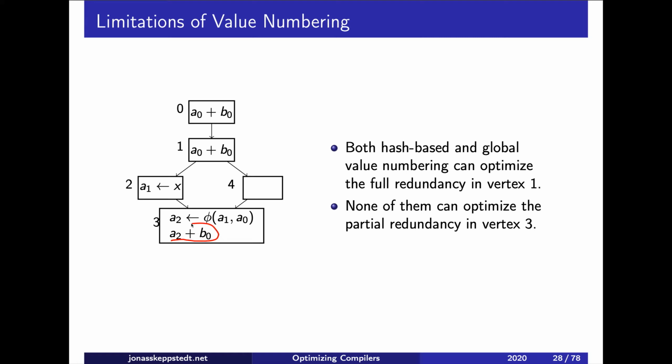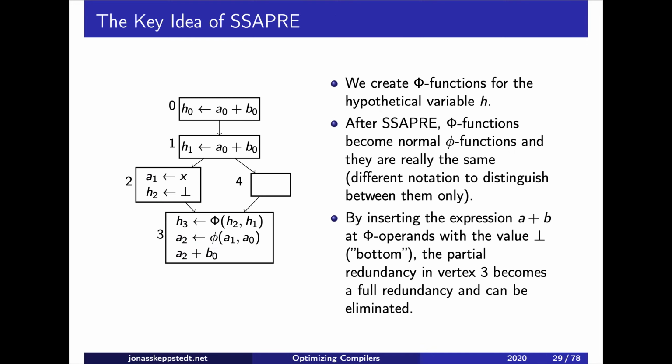It's not the same indices of the operands, so it will not regard them as identical values, and they are not identical values. But with the SSA Pre, there is a very nice insight, namely that an evaluation of an expression can be seen as an assignment to a special variable. Well, not very special, but a new variable. It's called H, which stands for hypothetical variable.